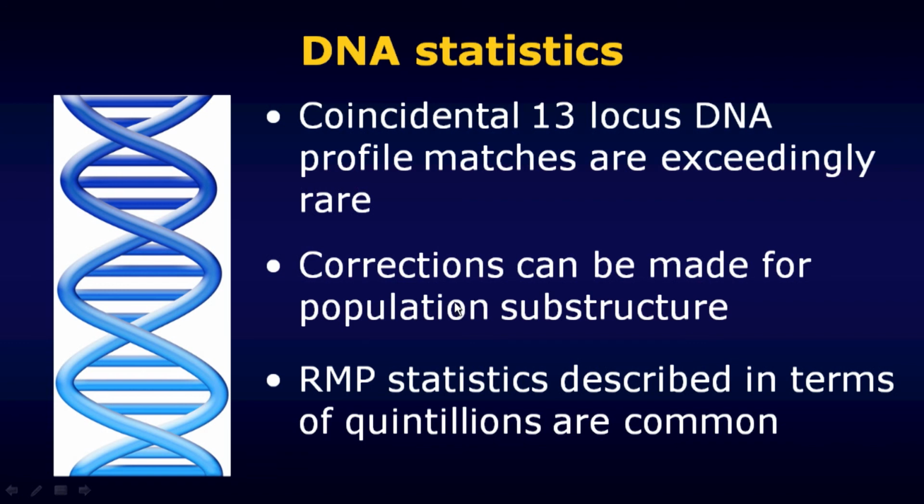Practically speaking, that 1 in 609 quintillion number that came up a couple slides ago, when you factor in population genetics, substructure considerations, and you use a theta correction, that 1 in 609 quintillion number might be downgraded to something like 1 in 509 quintillion. The bottom line answer is still pretty much the same. It's an exceedingly unlikely thing to find two individuals with perfectly matching 13, 14, 15, or 16 locus DNA profiles. Those sorts of things are just very unlikely to occur by chance.